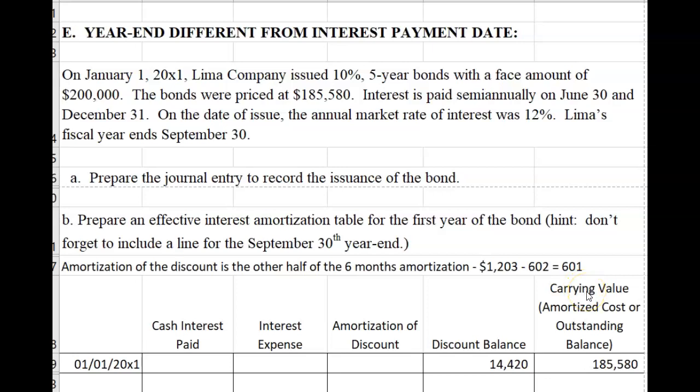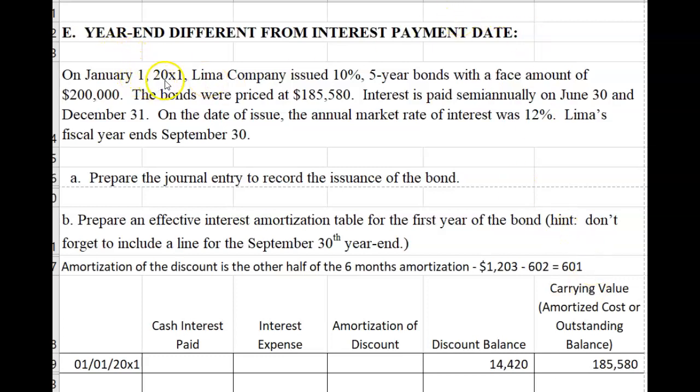Hi everyone. In our previous video, we used present value tables to calculate a bond's issue price. In this video, we'll discuss how to calculate accrued interest payable when the financial reporting period ends between bond interest payment dates. Let's look at an example.